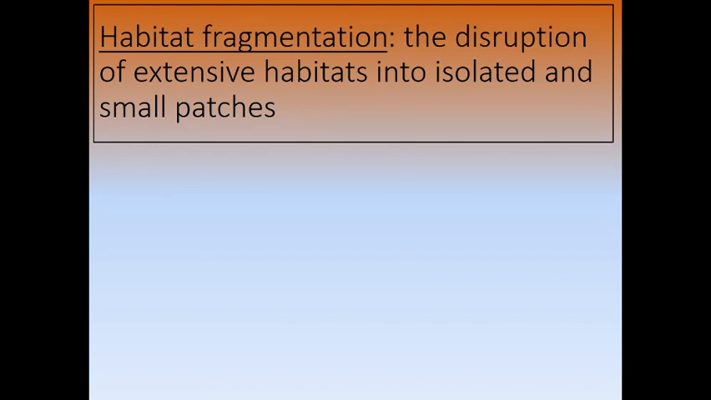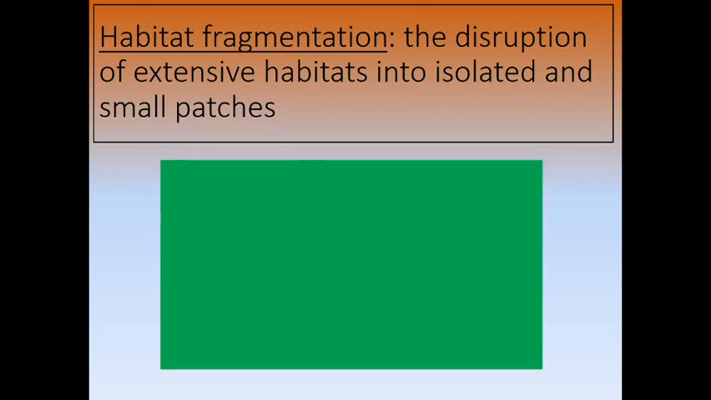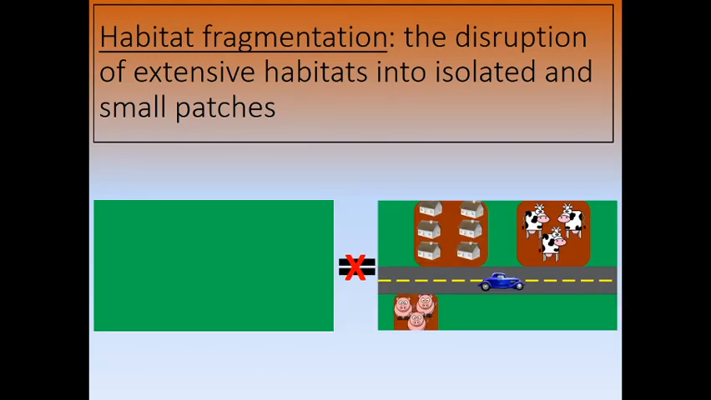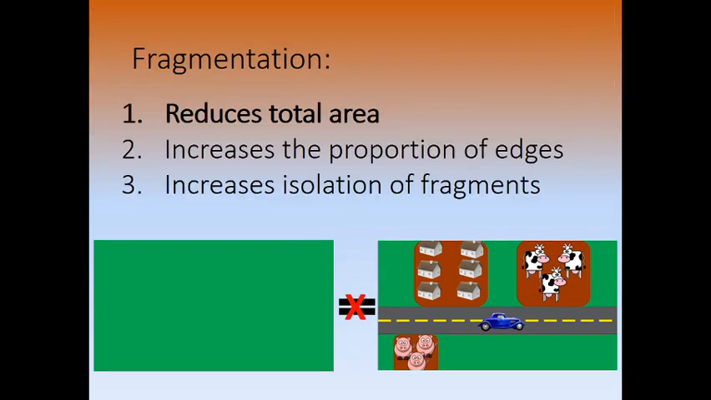So we can define habitat fragmentation as the disruption of extensive habitats into isolated and smaller patches. Imagine this is a tall grass prairie. What if we add some farmland, ranching land with pigs and cows, and put a road through it and then put a city over there? What we're left with is the two habitats no longer being equal, for a variety of reasons. The biggest reason is that it reduces the total amount of habitat area, right? We no longer have a big patch, we have these smaller areas right here. So it reduces the total amount of native tall grass prairie in this case.